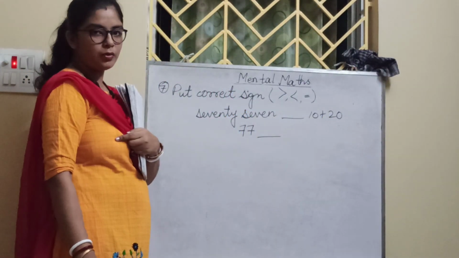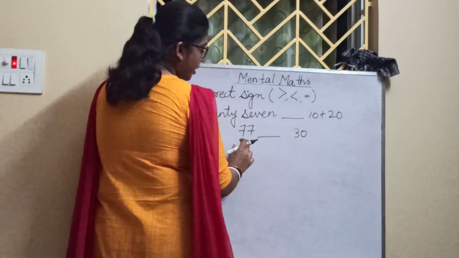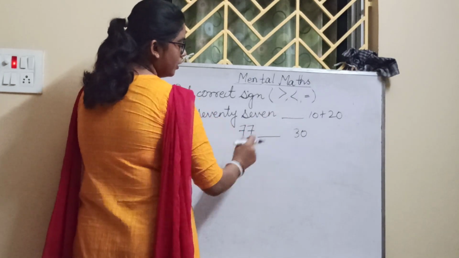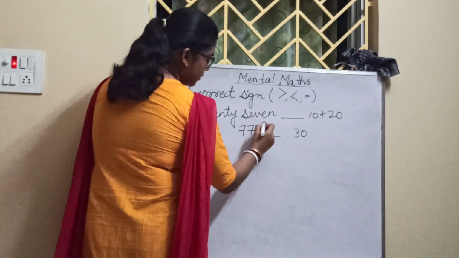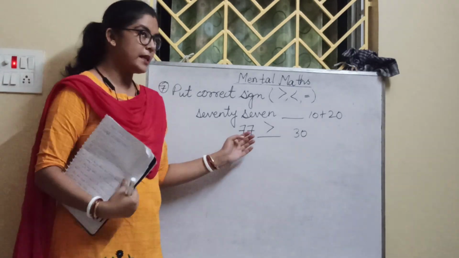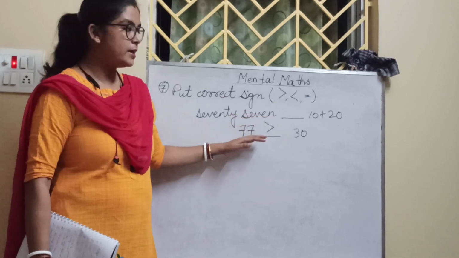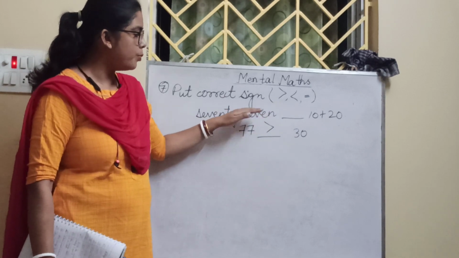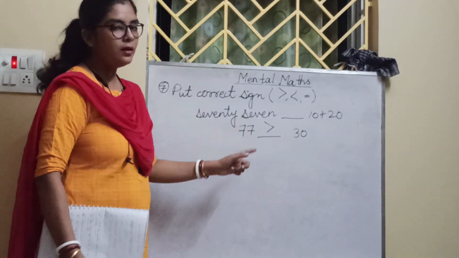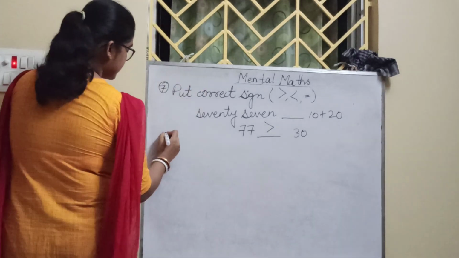How much is 10 plus 20? 10 plus 20 is 30. Now see, it becomes easy to put the correct sign. What sign will we put here? As 77 is greater than 30, the sign will be like this. Whenever this type of sum comes, students, listen carefully: solve both parts of both sides and then put the correct sign. Understood this one? Next.